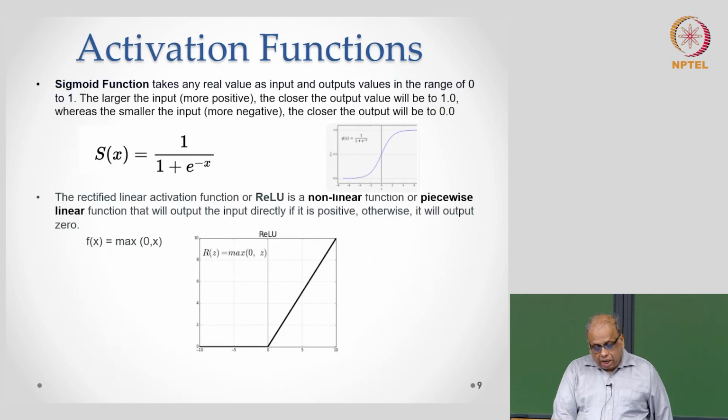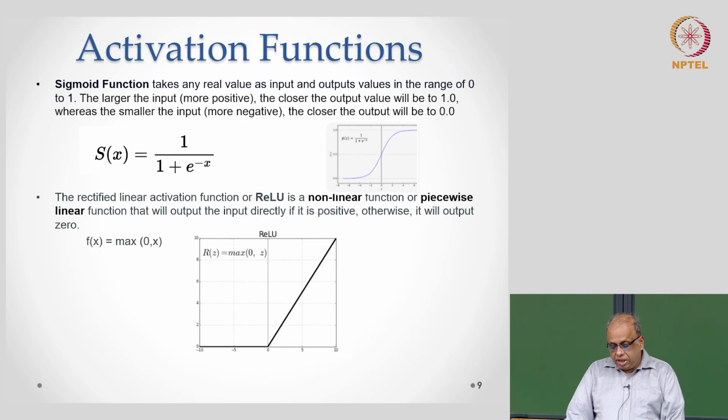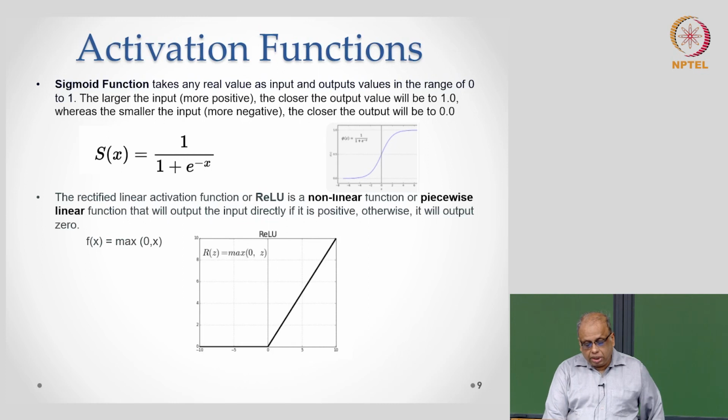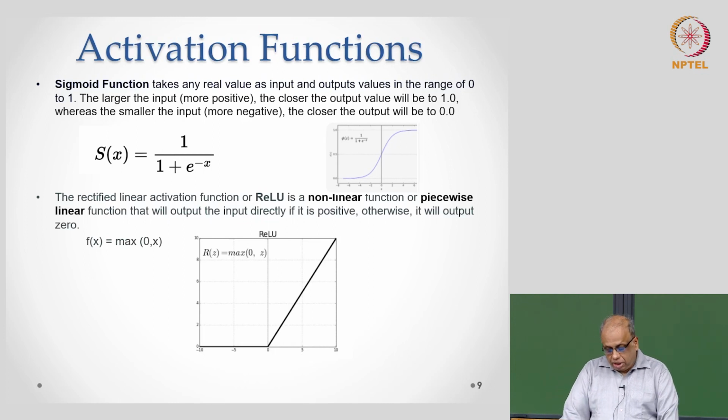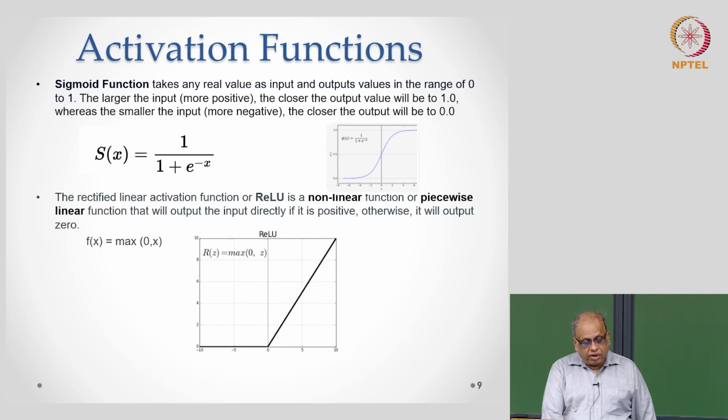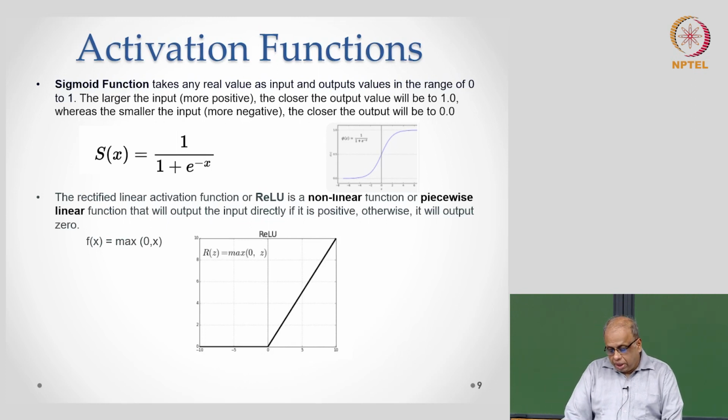Okay, another is the sigmoid function, which takes any real value as input and outputs in the range 0 to 1. The larger the input, the more positive, the closer the output value would be to 1. Okay, and a smaller value would be closer to 0. So this is another common function that you use, where you can have values between 0 and 1.